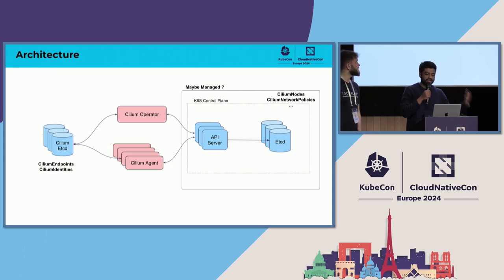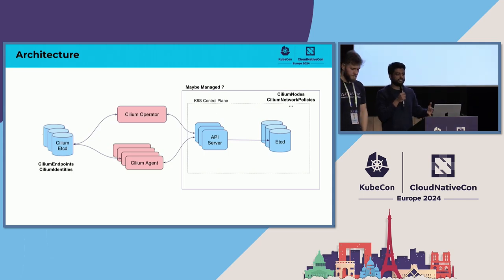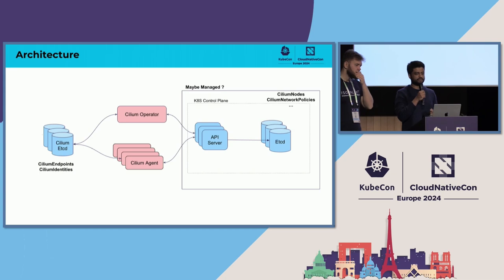But if you want to use the kvstore mode, you will have to manage your own etcd cluster, right? So there is no way around that. You'll have to manage the entire lifecycle, provisioning, maintenance, and all of that. And when you use the kvstore mode with etcd, Cilium endpoints and identities are now written to your etcd cluster.